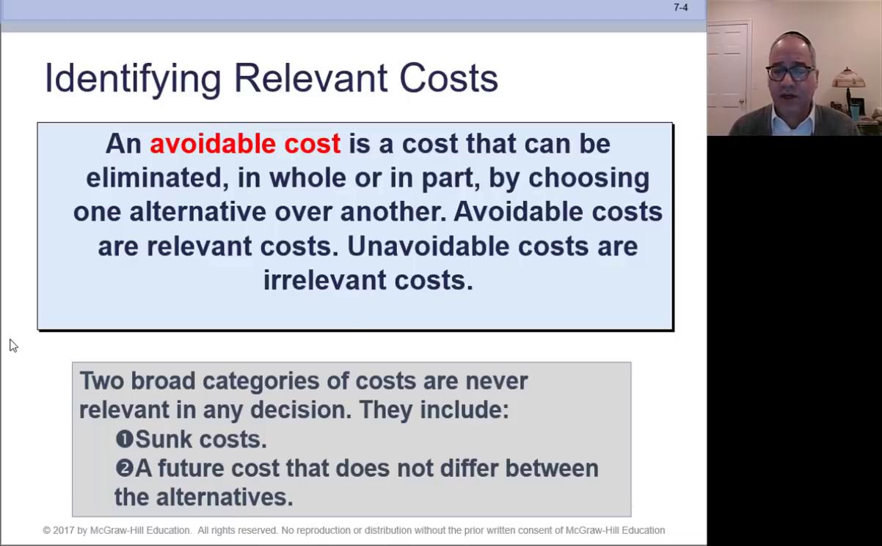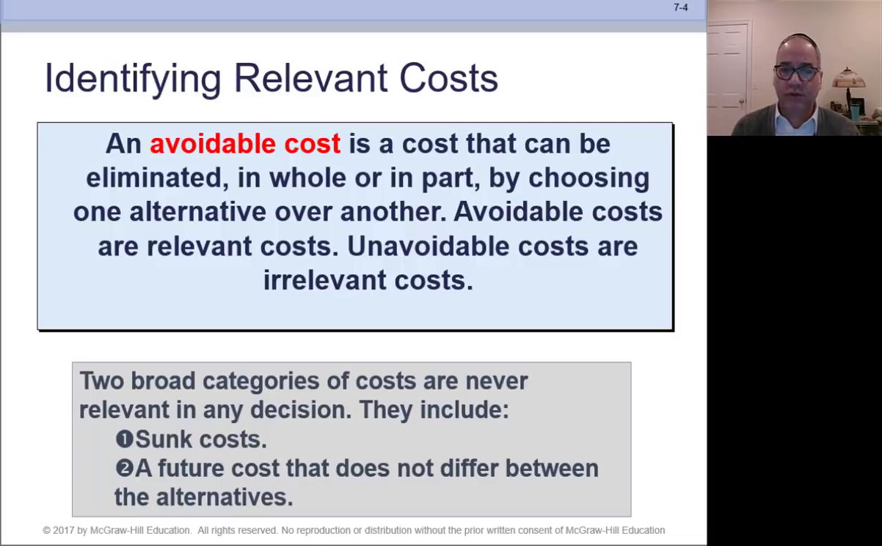And there are two categories of costs here that are never relevant in any decision at all. They would be what's called sunk costs and a future cost that does not differ between alternatives. Again, this sounds very obvious, but when you see it in actual problems, you'll begin to see it in action and you'll better understand what I'm talking about. When I'm talking about sunk costs, I'm talking about something you spent money on that you can't change. You already spent the money.